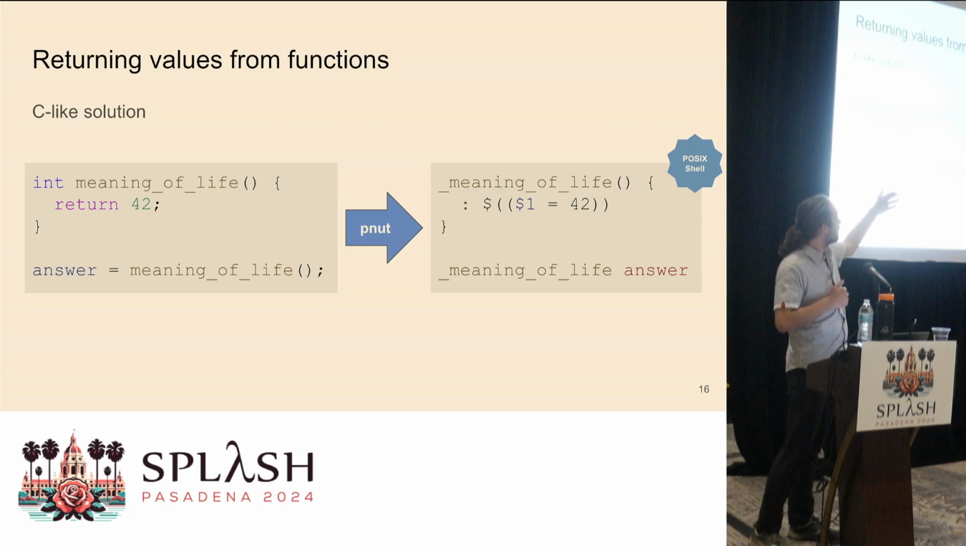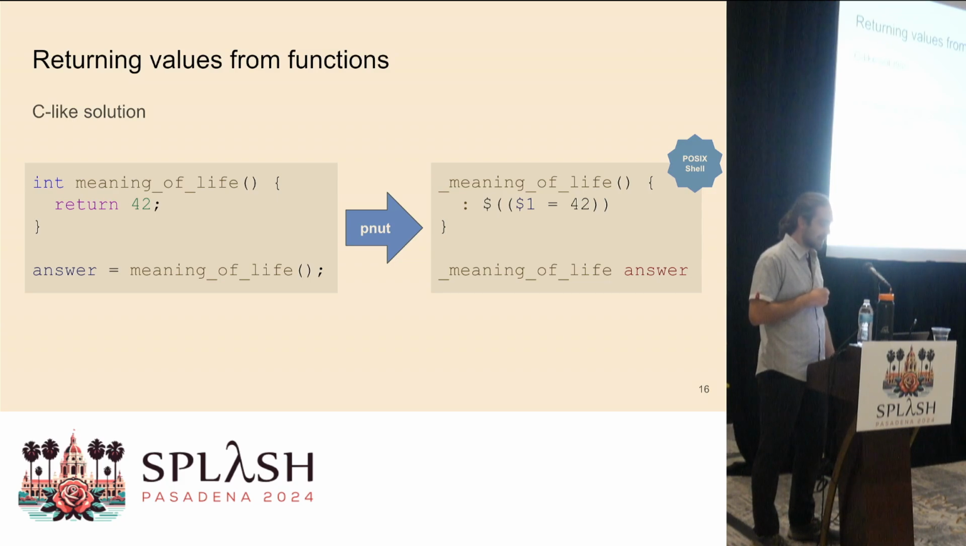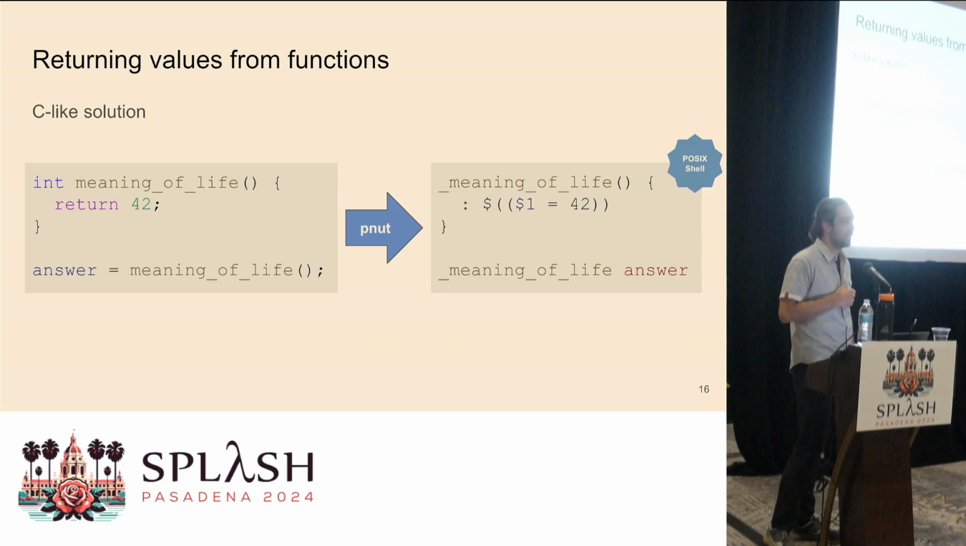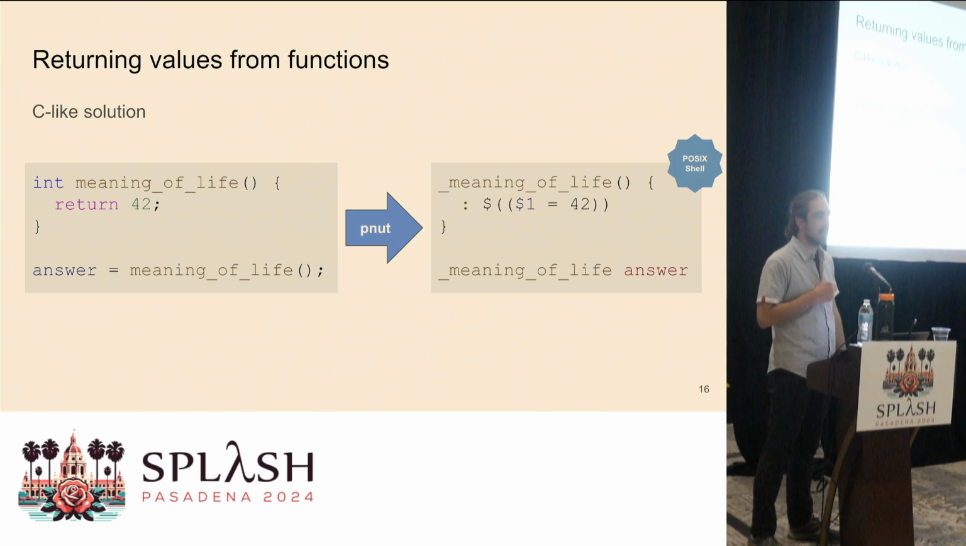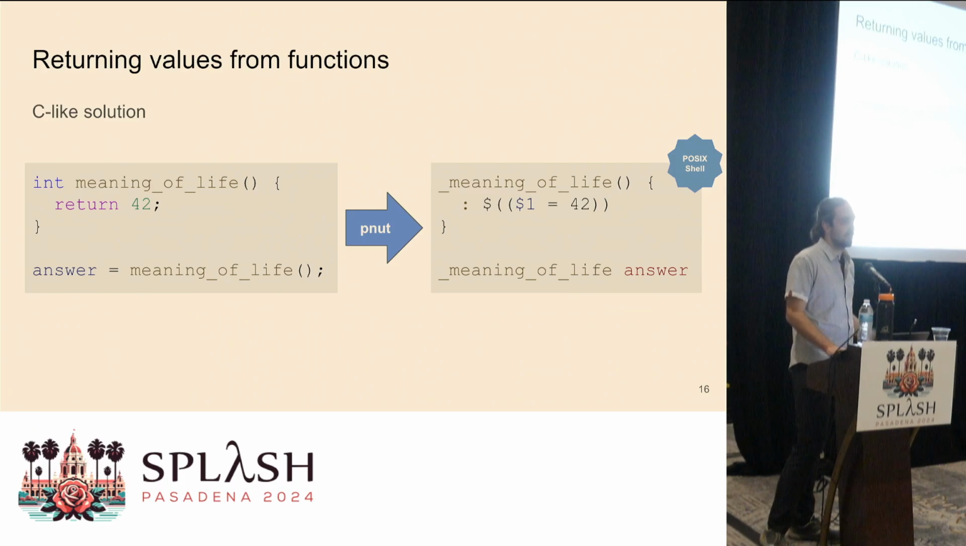So we can see the meaning of life function. What it does is an arithmetic expansion where the left-hand side is $1, and $1 refers to that return location. And so if we want to call the meaning of life function and get its result in the answer variable, we just have to give it as its first argument the answer string. And so we can see it reads almost naturally. Instead of being on the left, the return location appears on the right, but the transformation is very natural, and there's nothing surprising with it.